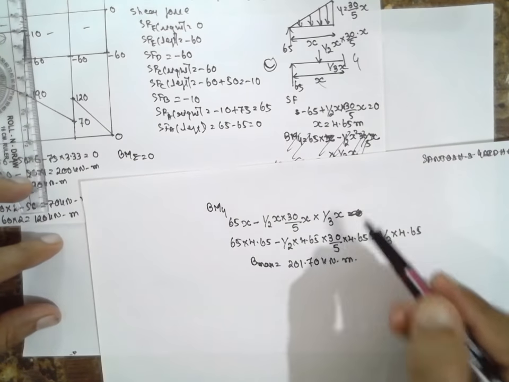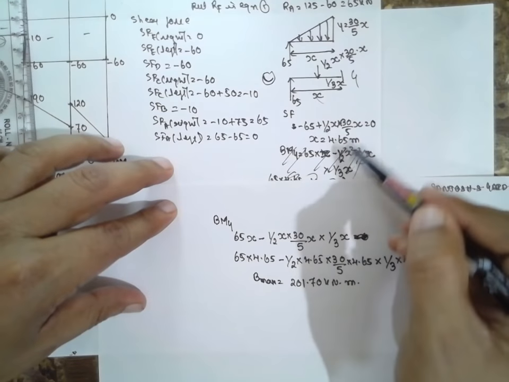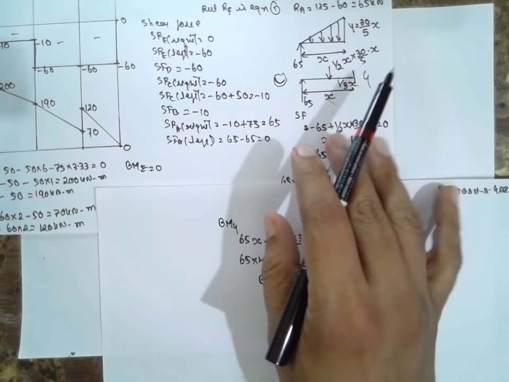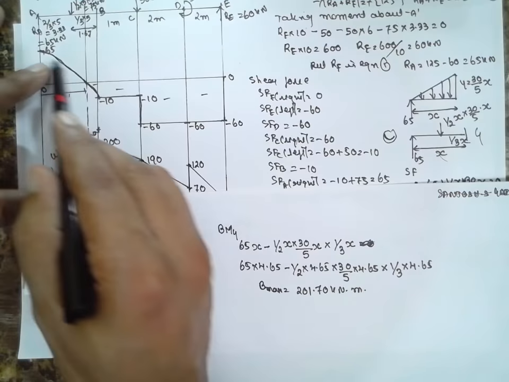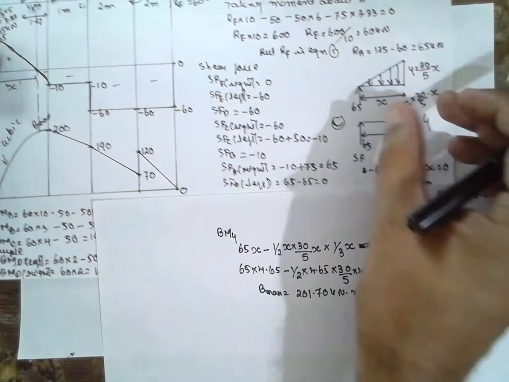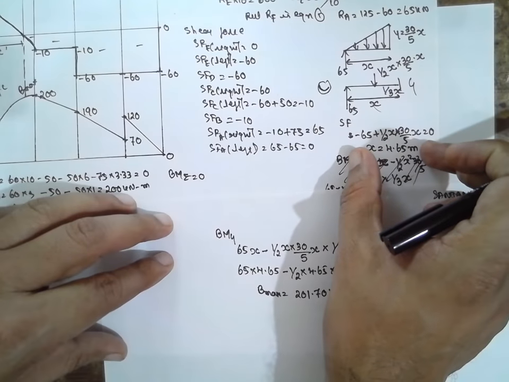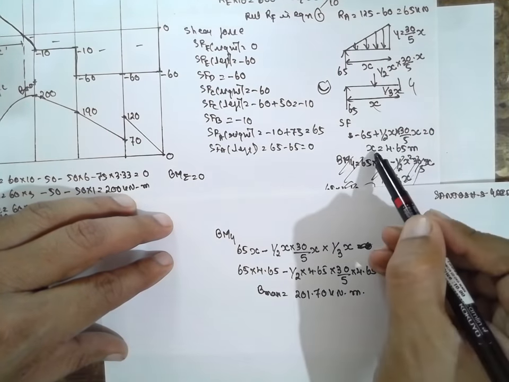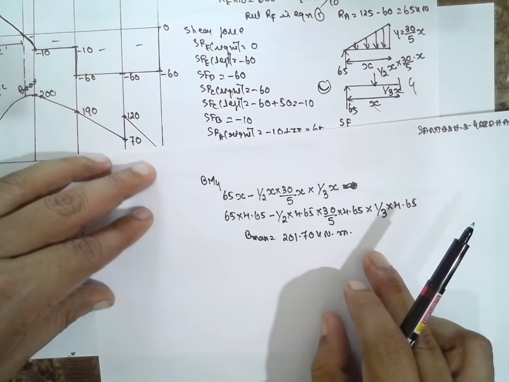In this way you have to solve the problem, okay. Be careful while calculating this part. Now this problem occurs when a parabola comes into the picture. If the parabola comes into the picture, you have to separate this part. First find out the shear force value. Through the shear force diagram you can find out the x distance, and from that x distance you can find out the bending moment in this way, okay.